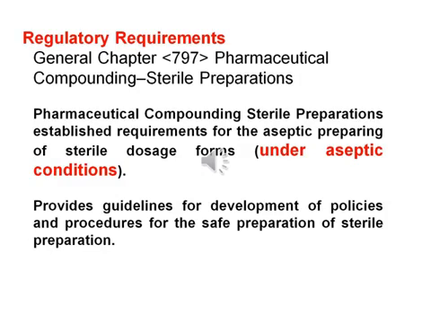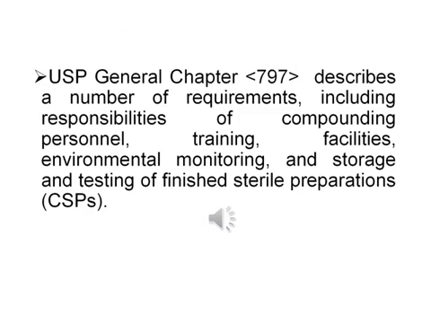In USP general chapter 797, pharmaceutical compounding sterile preparation established requirement for aseptic preparation of sterile dose form under aseptic condition, of course. It provides guidelines for development of policies and procedures for the safe preparation of sterile preparation. USP General Chapter 797 describes a number of requirements including responsibility of compounding personnel, training, facilities, environmental monitoring, and the storage and testing of finished sterile preparation.